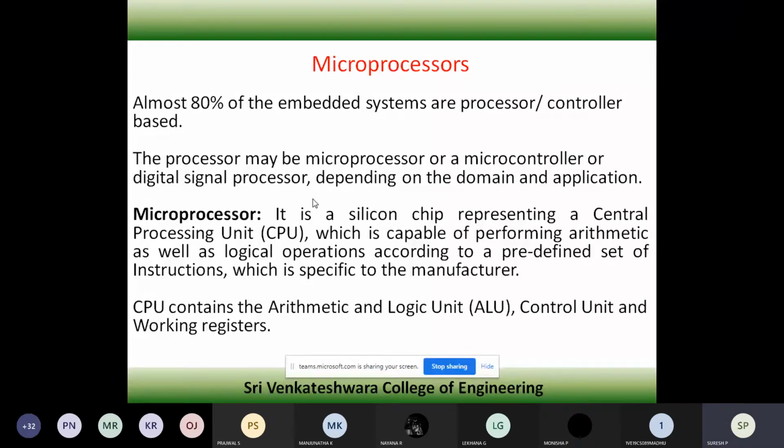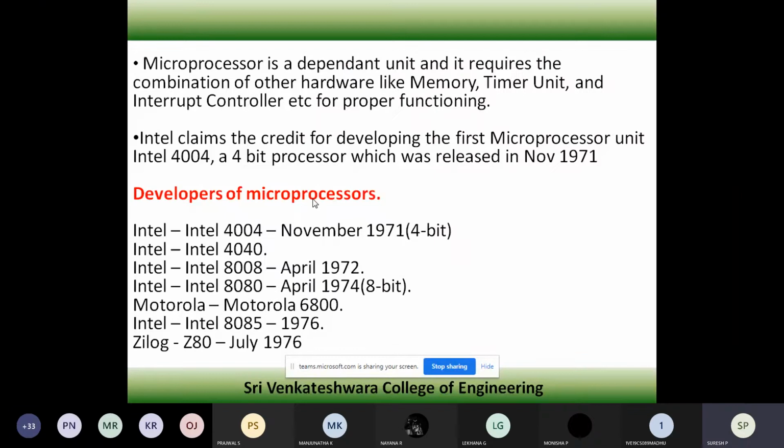Now when it comes to the microprocessor, it is a dependent unit. Why is it called a dependent unit? Because for the microprocessor to work, some additional components have to be combined with it to make it work efficiently. We have already seen this in the difference between microprocessor and microcontroller. The dependent unit requires a combination of other hardware like memory, a timer unit, and an interrupt controller for proper functioning.